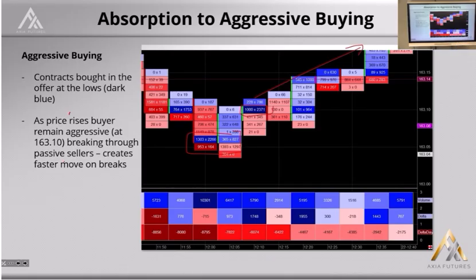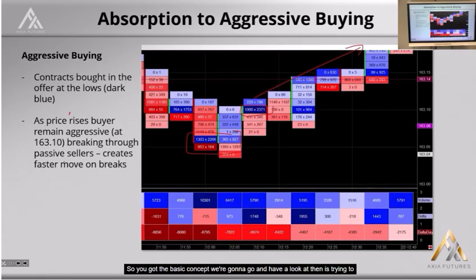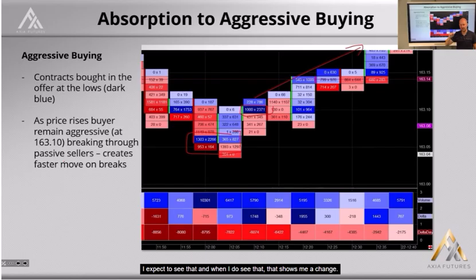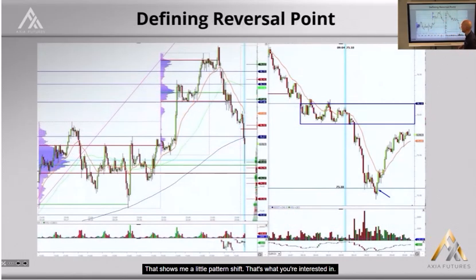Right. So you've got the basic concept. What we're going to go and have a look at then is trying to apply some of these things more from the perspective of seeing it before it gets there. Because it's very easy afterwards to say, oh yeah, look, there's some buying, there's some buying. You need to be looking at this from the point of view of thinking, I expect to see that. And when I do see that, that shows me a change. That shows me a little pattern shift. That's what you're interested in.